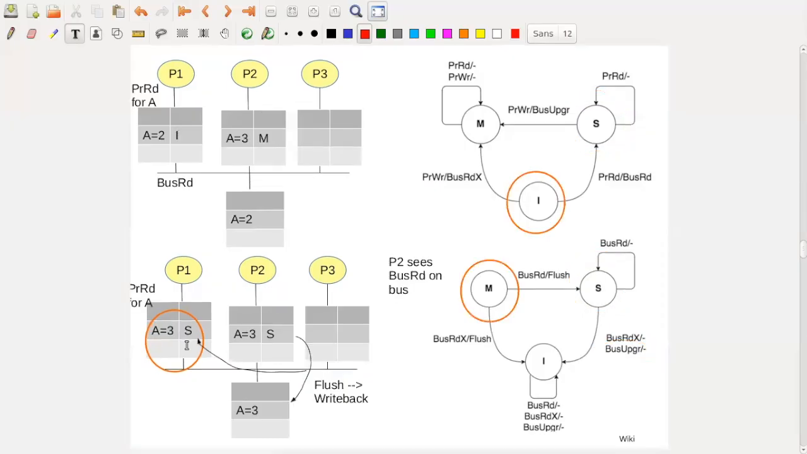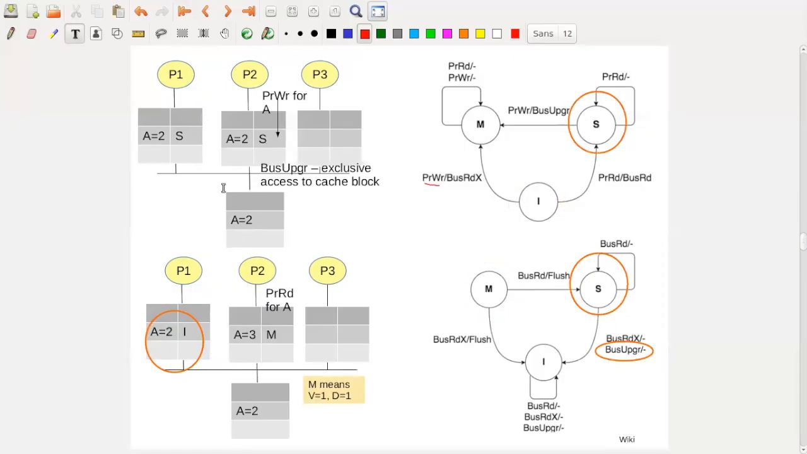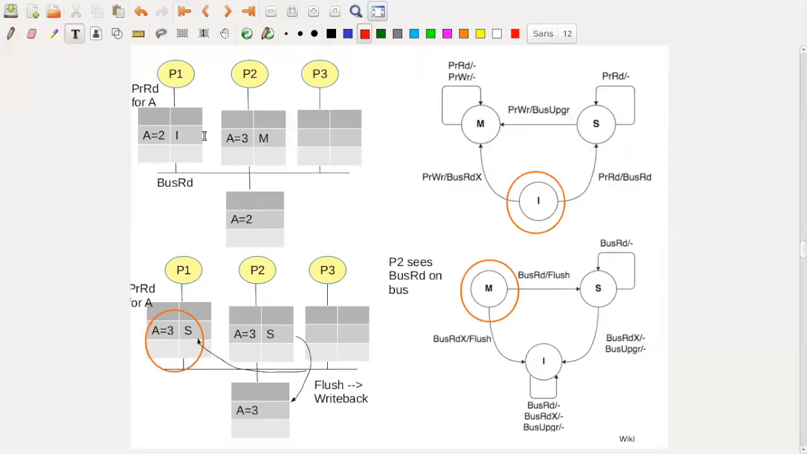Now let us go through one more iteration. So currently this is in the invalid state and this is in the M state. So I start with that state, I and M. Let us say that processor 1 tries to read from that block. So again, if it's in the invalid state, it's going to send a bus read on the bus. So there is a processor read from the processor and a bus read. So I'm going to change to shared state.